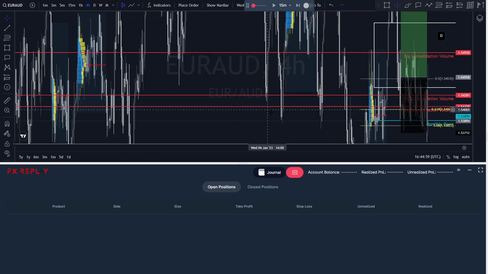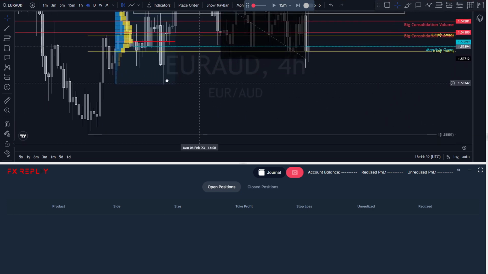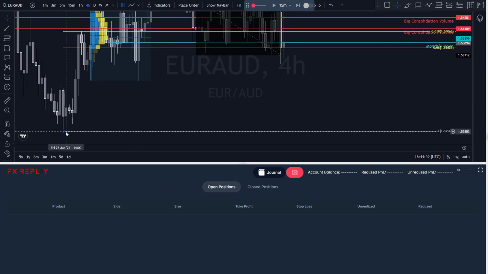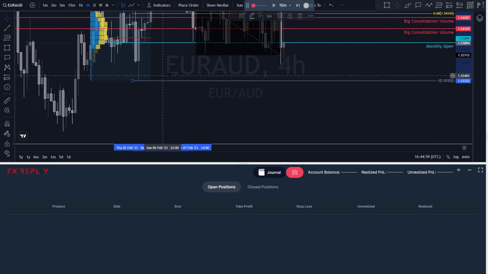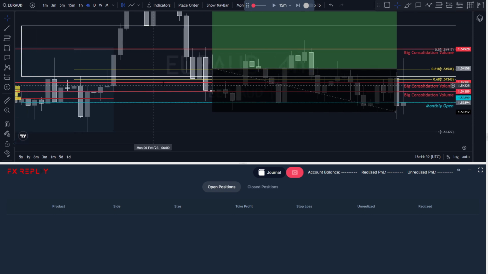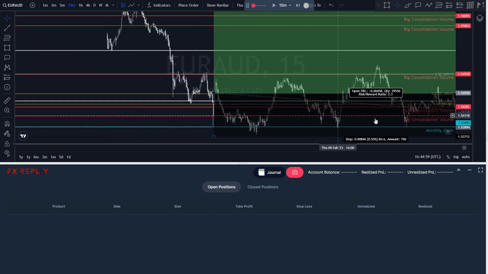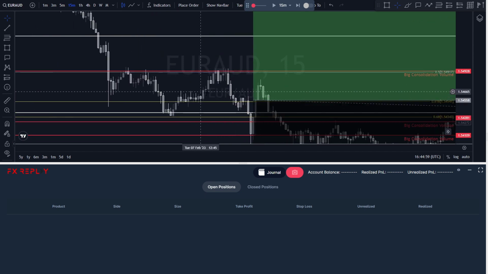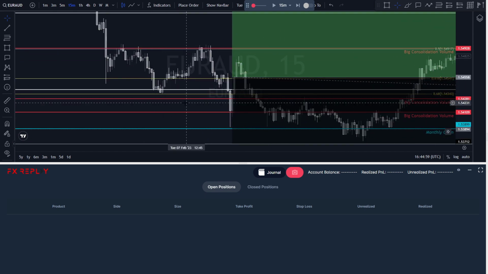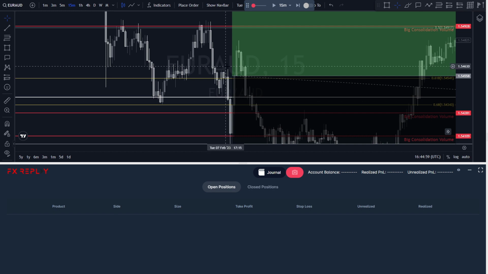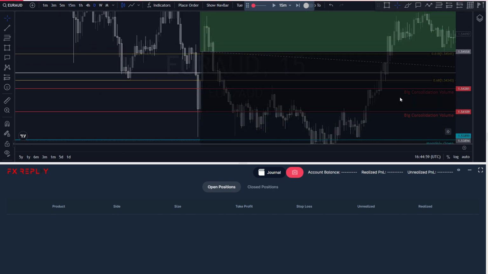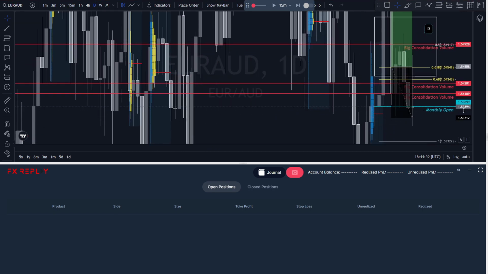So actually at first, I was in the 4 hours and I saw this equilibrium and it fit with the fair value gap. That's why I wanted to enter on an impulsive move away from this volume area. But it didn't happen, and then I scaled into the higher time frames.